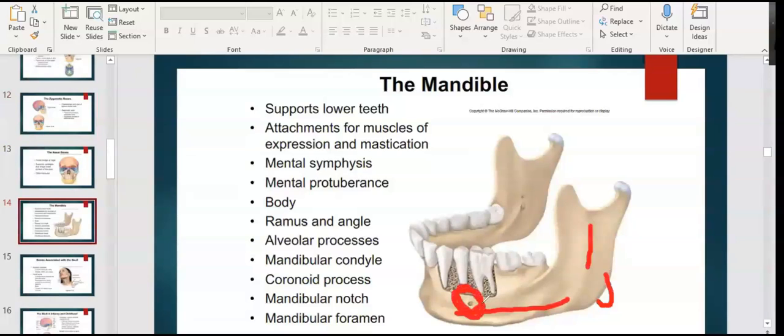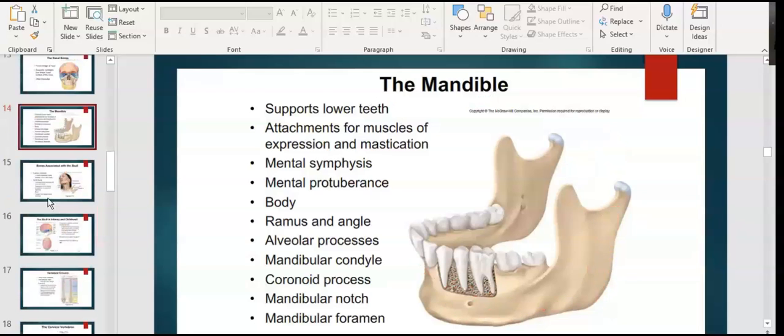This is going to be the mandibular foramen. This one is going to be the notch. It's going to be the condyle. This one is going to be the coronoid process. Okay, so those are the different parts that you have in your mandibles.